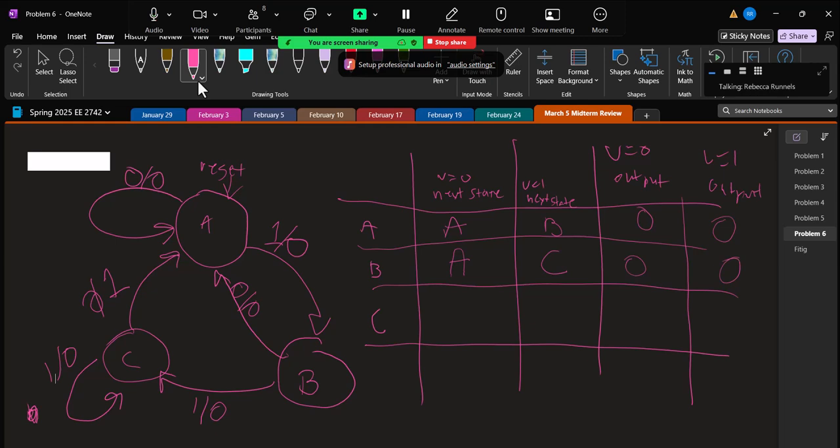If I'm in state C, if V equals 0, my next state is A. If V equals 1, my next state is C. If V equals 0, my output is 1. And if V equals 1, my output is 0.